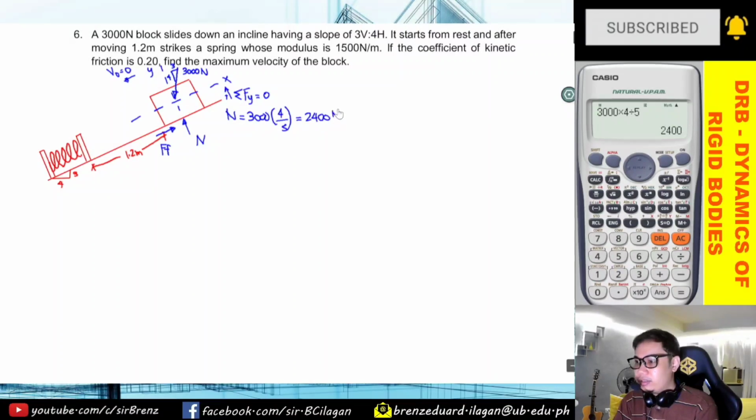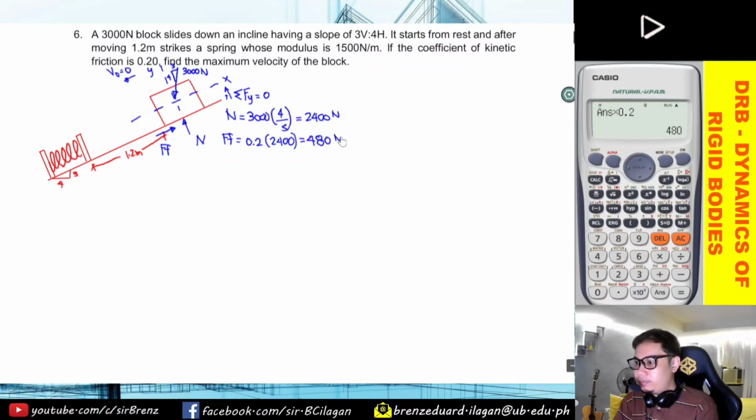Ayan. So therefore, the frictional force is just equals to mu, kung saan yung mu is 0.2 times 2,400. Or that will be equals to 480. Ayan. So that is 480 Newton.